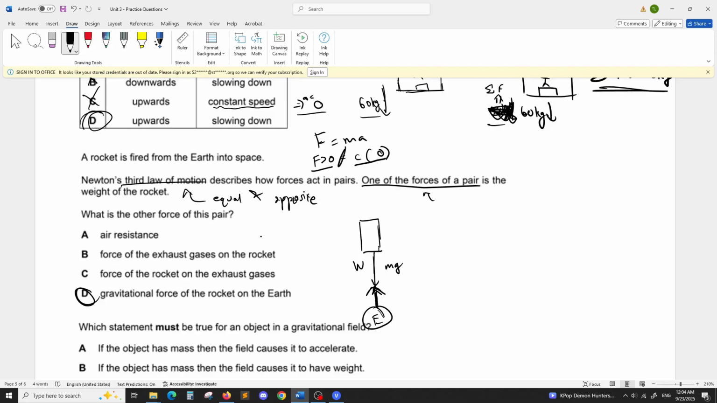Yeah, so also I should mention that the weight of the rocket is the force of Earth on rocket, and thus the opposite reaction would be on the two different objects, the force of rocket on Earth, which is basically what he's saying.